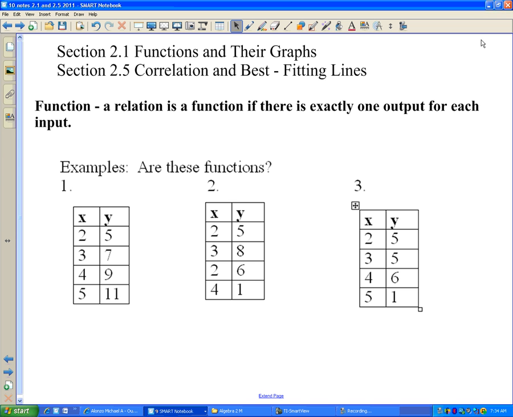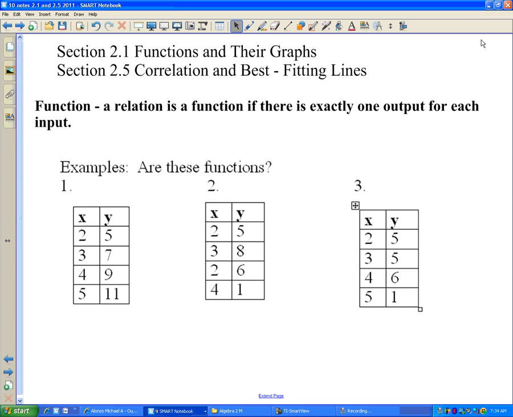Here we're looking at, again, this entire chapter we've been bouncing back and forth between different sections because they kind of fit together in a different form than what they were giving us in the book. Chapter 2, Section 1, Functions and their Graphs. Chapter 2, Section 5, Correlation and Best Fitting Lines. We've done a lot on 2.5 already. We're just going to kind of fit these ideas together with functions and correlations.